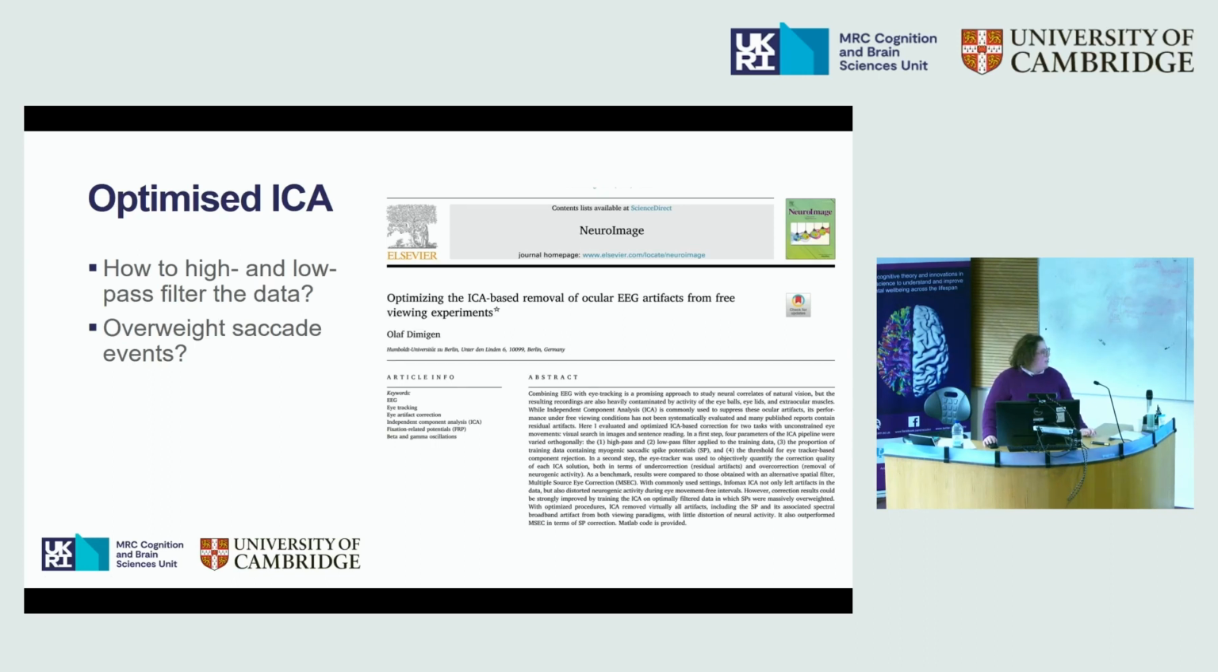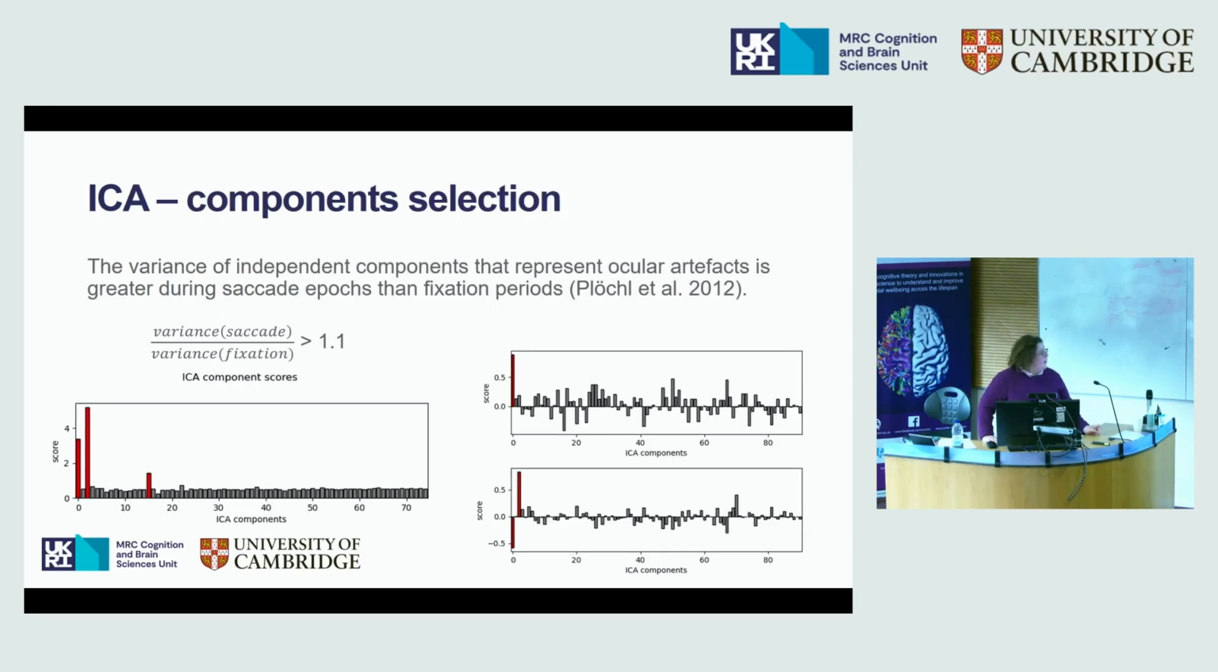For this work, we are using some guidance that's out there for co-registration of EEG and eye tracking, and we are just following their suggestions and trying to apply different filters, both high pass and low pass, through the data. Importantly, a suggestion that's been very useful is to overweight saccade events, which just means to oversample those parts of the data that contain a saccade, so that there will be relatively more saccades than there actually are, to make sure that the ICA is able to pick up especially the spike potential, which is the most difficult to correct.